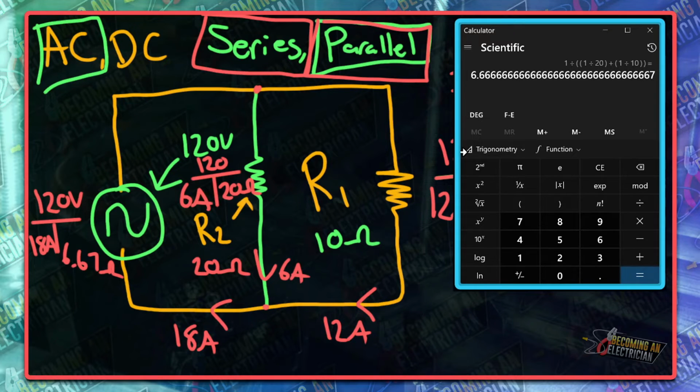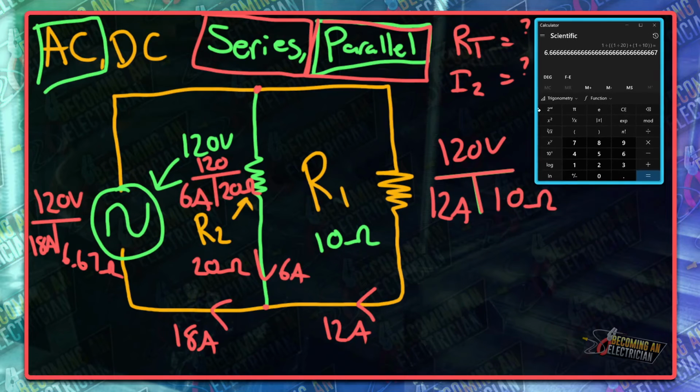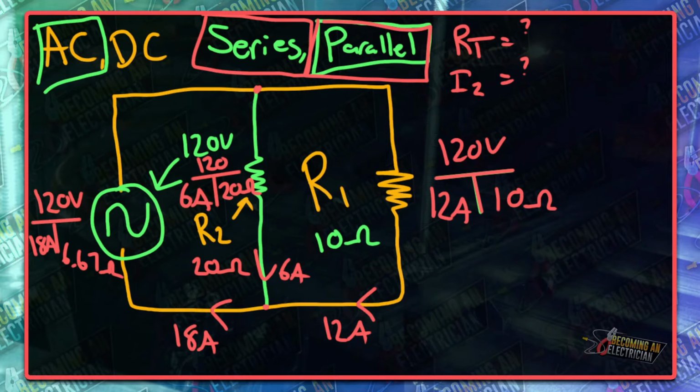All right, so again, without getting super nerdy in this video, I wanted to just kind of break down how this works. And so if the teacher was asking you, what is the answer? So right here is 6.67 ohms, and the amps, I guess, is 6 amps. There you go. Okay.